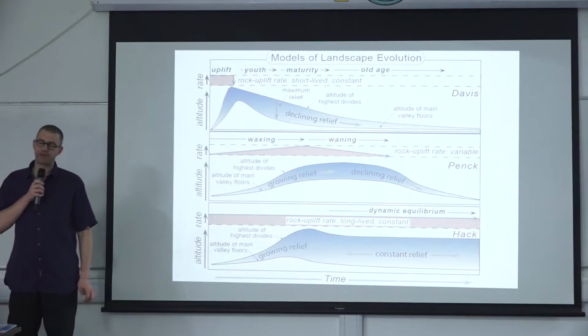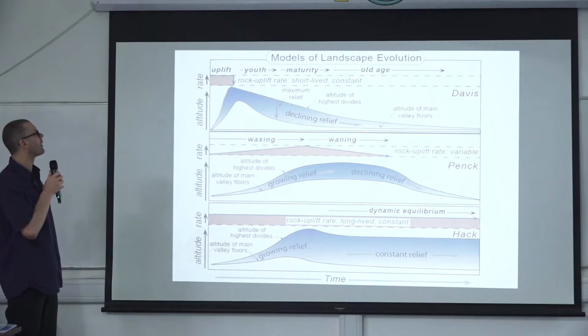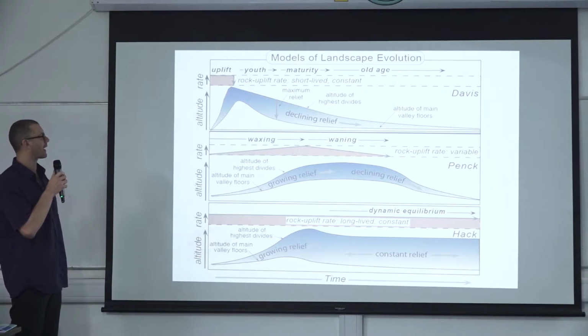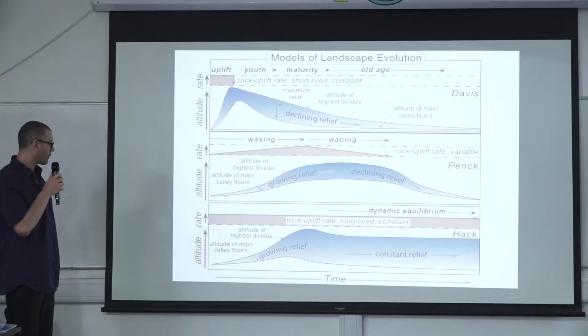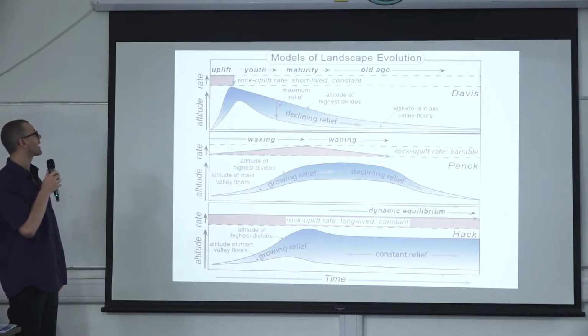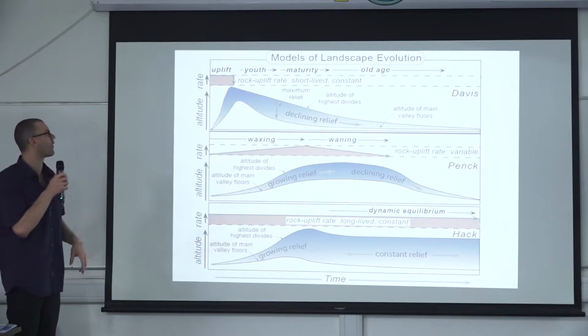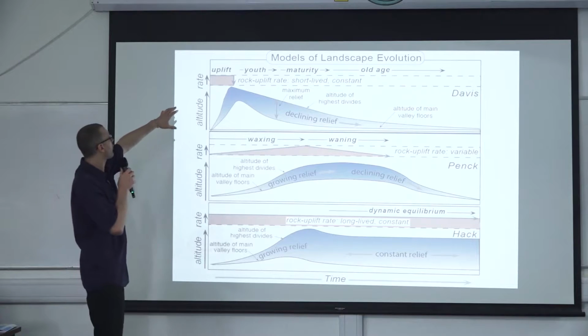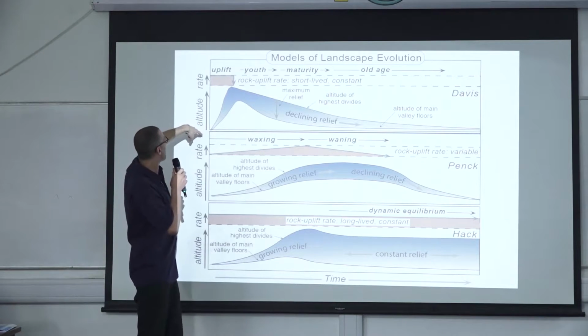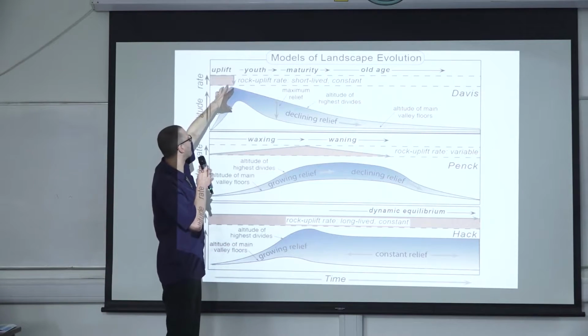The three classic landscape evolution models from a couple of centuries ago are from Davis, Penck, and Heck. Davis was a geomorphologist / geologist who traveled a lot through Central Asia and looked at how mountain belts evolved, and the idea was that he thought about an uplifting mountain belt.